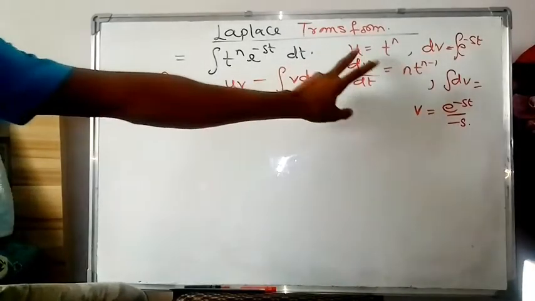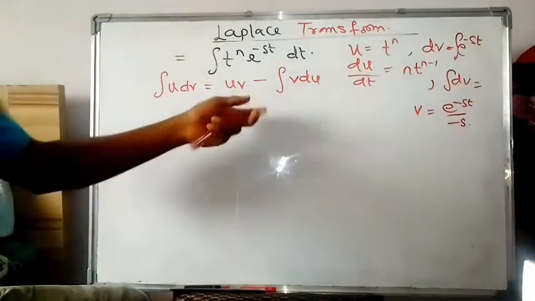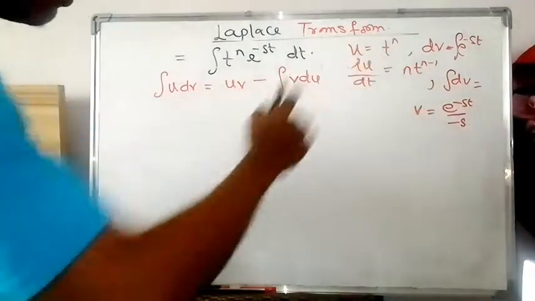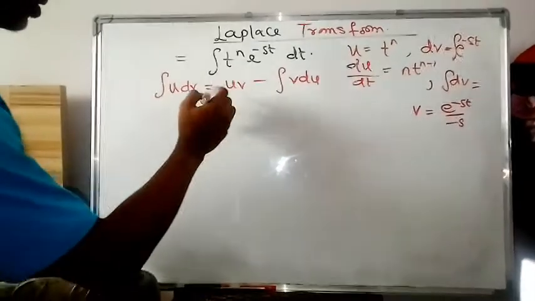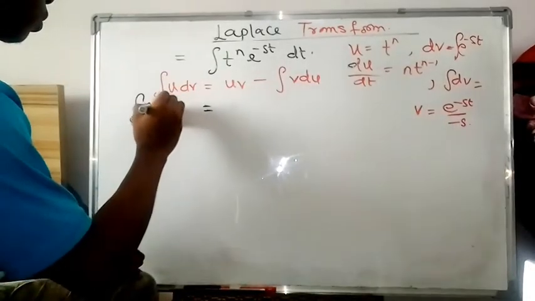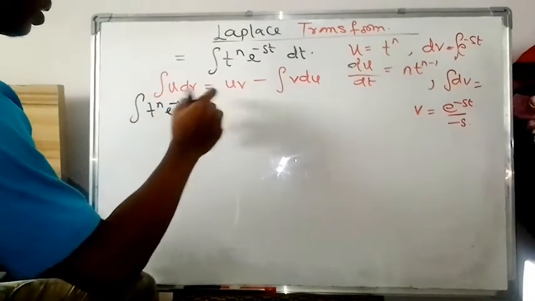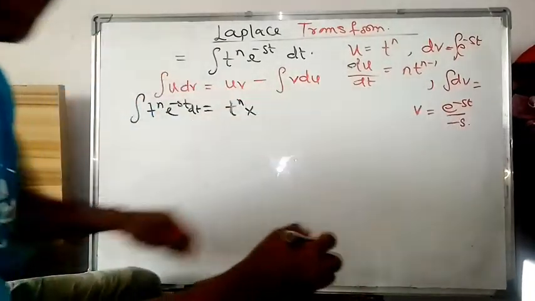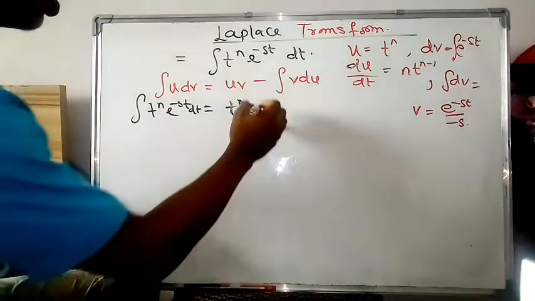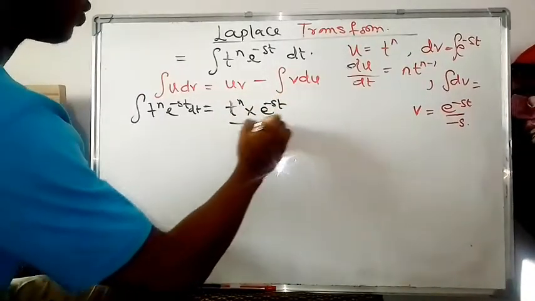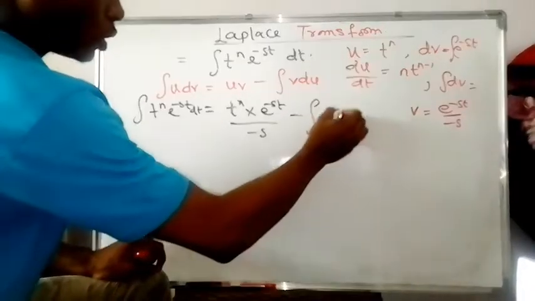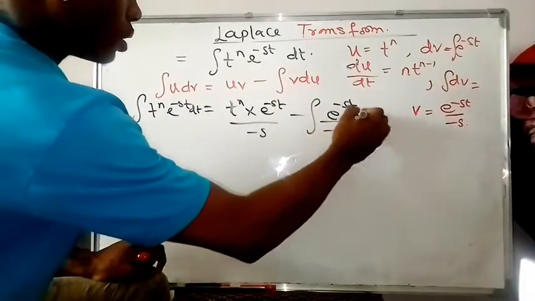Now we're going to substitute this into the formula we have. My u is t raised to the power n. So we have the integral of t raised to the power n times exponential minus st dt is equal to u, which is t raised to the power n, times v, which is exponential minus st divided by minus s, minus the integral of my v, which is exponential minus st divided by minus s, times my du.